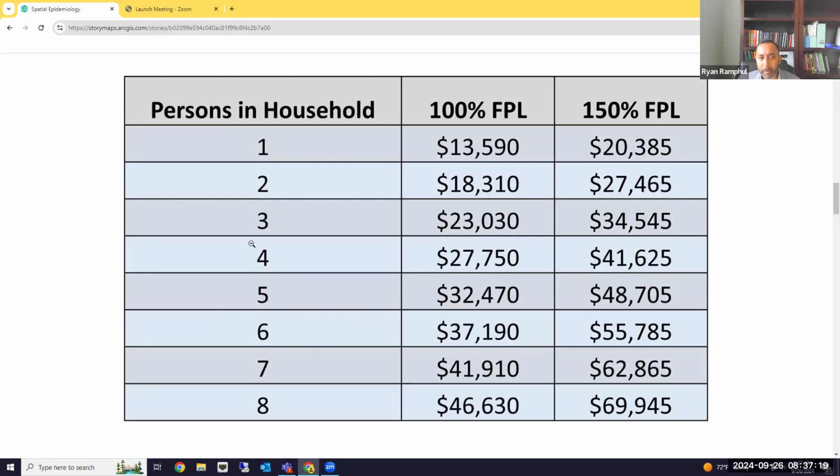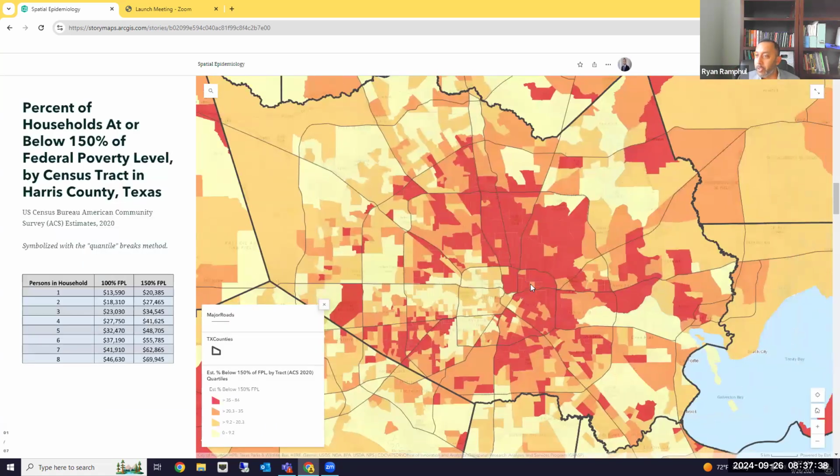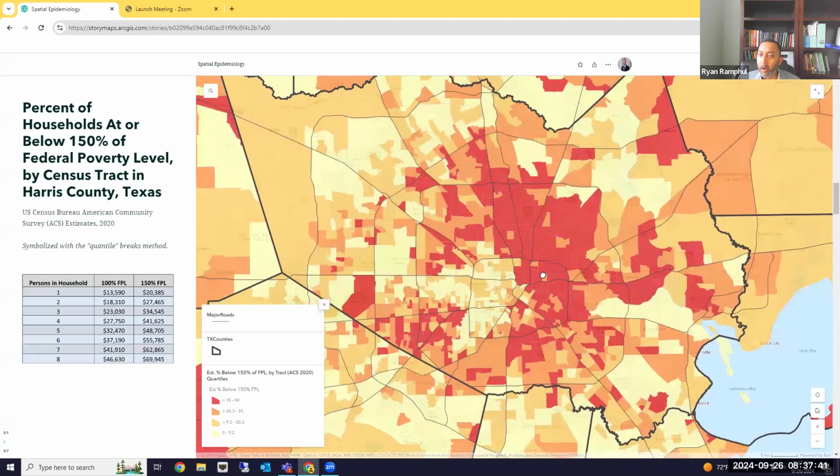And so, as you can see, a family of four making less than $27,750 would be at or below 100% of the federal poverty level. And that same family of four making $41,625 would be at or below 150% of the federal poverty level. Now, the reason I'm showing 150% is because oftentimes for certain federal programs, that's the cutoff. You can make a little bit more than the federal poverty level and still qualify for certain federal programs. Now, a family of four making $41,625 in this day and age, that's not a lot of money for a family of four.